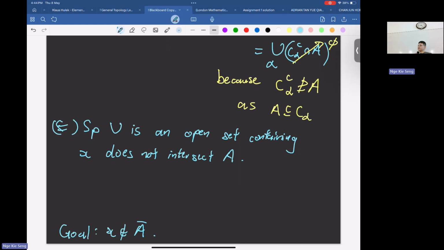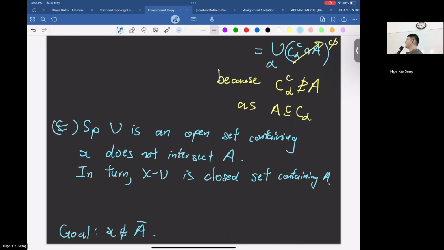So what is A bar? You need to start thinking from A bar. A bar is an intersection of C alpha, so you need to play around with the closed sets there. Can you create a closed set that doesn't contain X? Let's try something obvious. If you have an open set, obviously you can build a closed set: just take X minus U, which is closed. Note that this is a closed set that contains A.